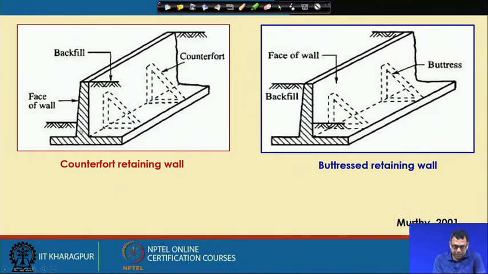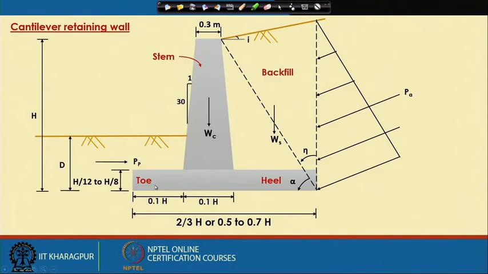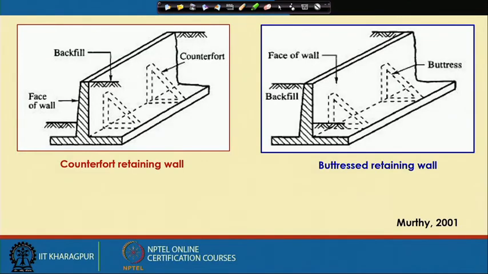Okay. So, if these supports are provided in the backfill side, so this is your backfill side and this is the free side. If it is provided in the backfill side, this is the counterfort retaining wall, and if you are providing them in the free side, then it is called the buttress retaining wall. So, these are for more than 6 to 8 meter height, generally we provide these things.